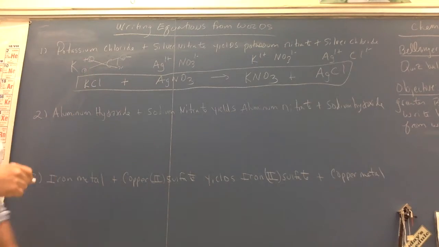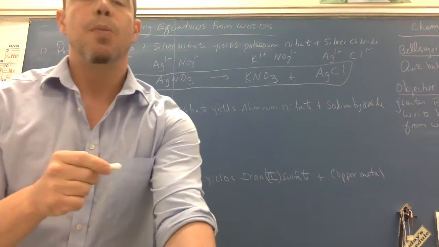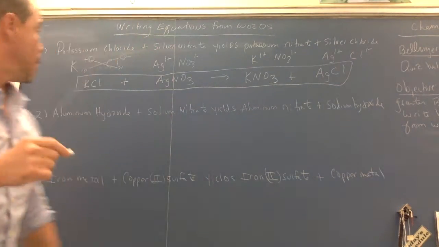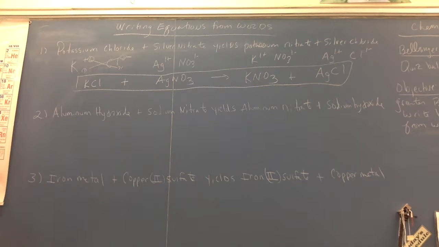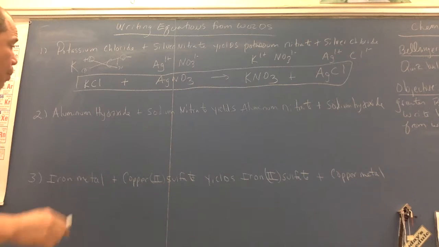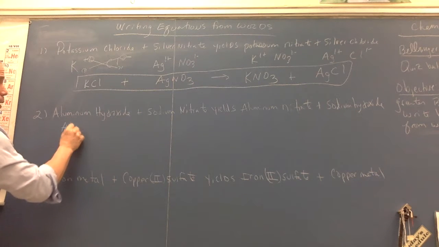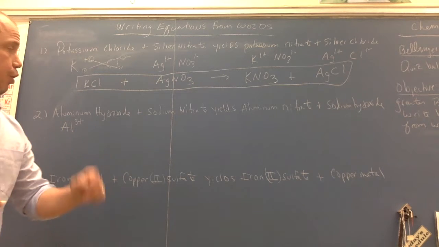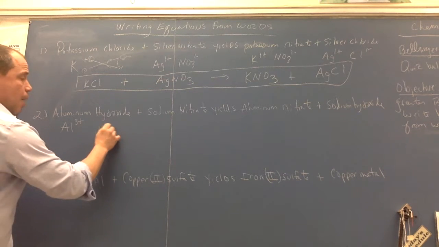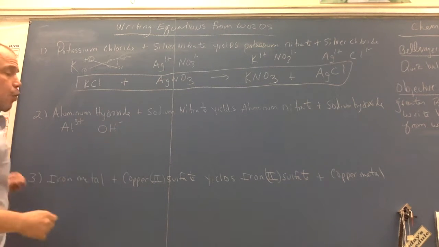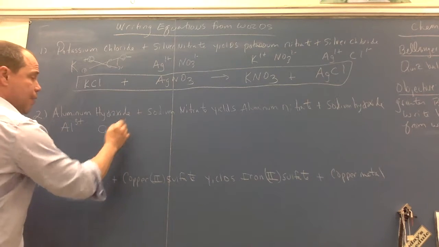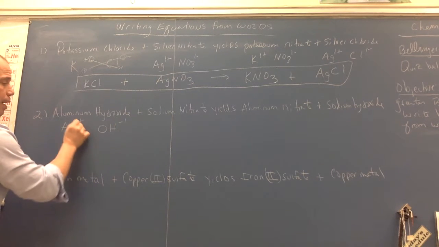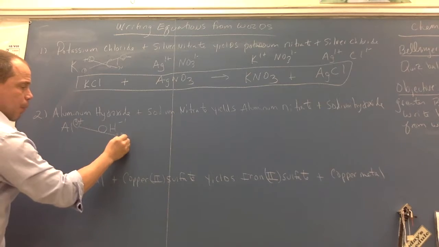So let's move on to the next one. The next one is aluminum hydroxide plus sodium nitrate yields aluminum nitrate plus sodium hydroxide. So here we go. Aluminum hydroxide. Al 3 plus for the aluminum. Recall aluminum is in group 13, so it has a 3 plus charge. Hydroxide from your polyatomic ion chart is 1 minus. Here we do have to cross the charges down. So we're going to take that 3 and we're going to drop it below the OH.